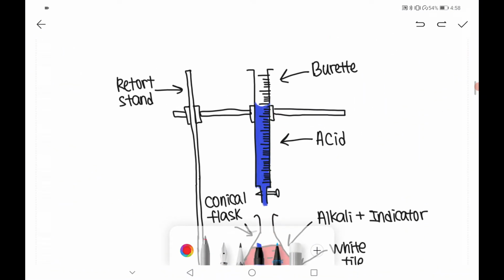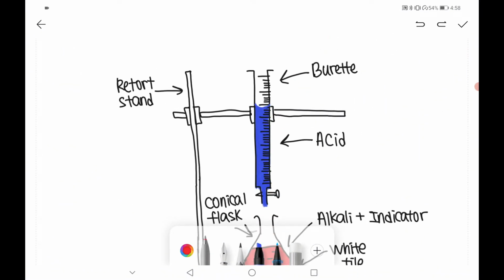Now, in the burette, normally we put in acid. Some students ask, sir, can we put alkali in the burette? Yes, but not for SPM. If you go for a higher level like STPM, matriculation, or A levels, then yes, you can put alkali in the burette. But for SPM, inside the burette, we only put acid.